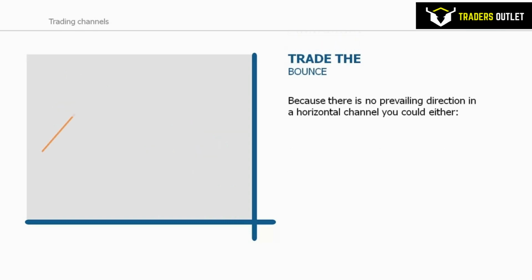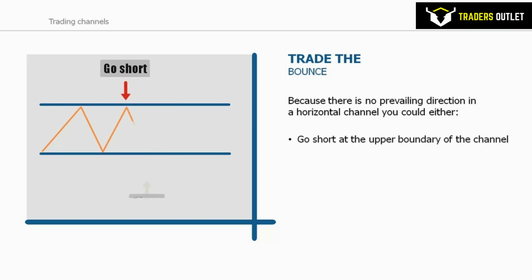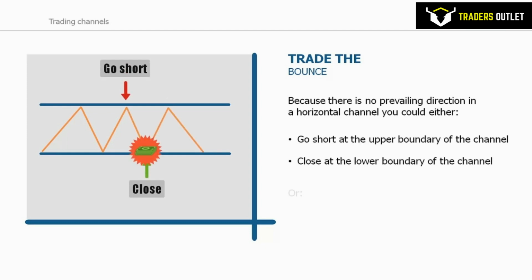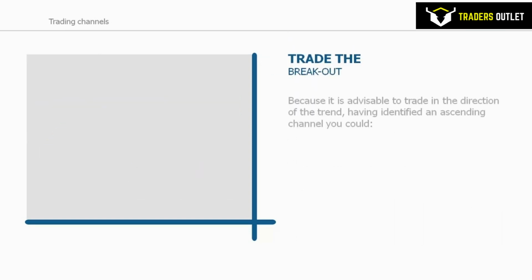In a horizontal channel, there is no prevailing direction, so you can either go short at the top boundary and close your trade at the bottom boundary, or go long at the bottom boundary and close the trade at the top boundary. You can also trade when the price breaks out of the channel.